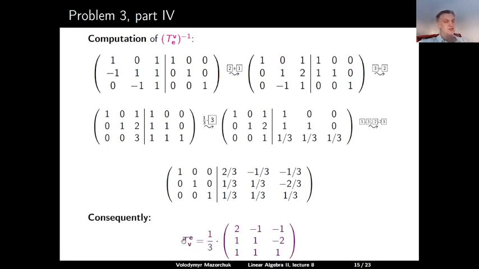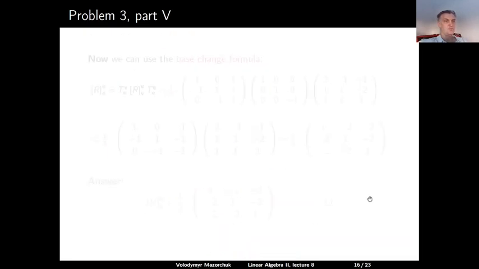Consequently, the transformation matrix from V to the standard basis is 1 third of the matrix 2, minus 1, minus 1, 1, 1, minus 2, 1, 1, 1. So now we can use the base change formula and compute that the matrix of R in the standard basis is the product of the transformation matrix from E to V, then the matrix of R in V, and then the transformation matrix from V to E.